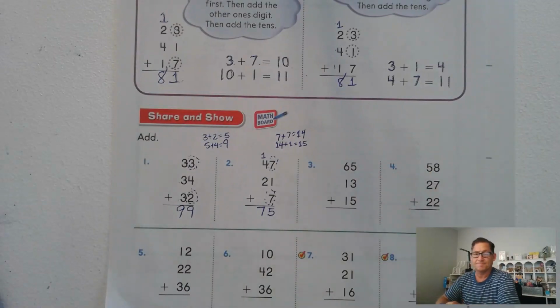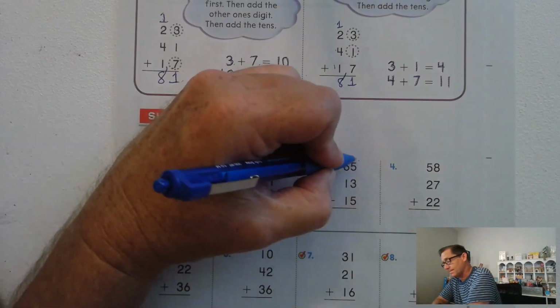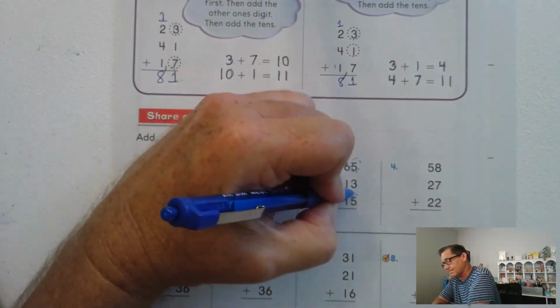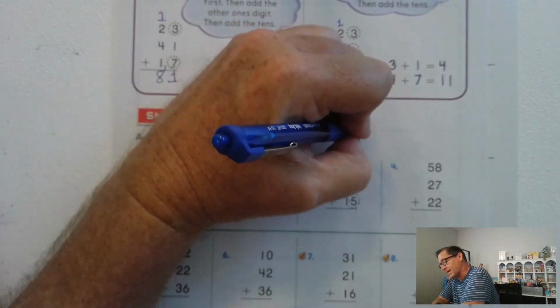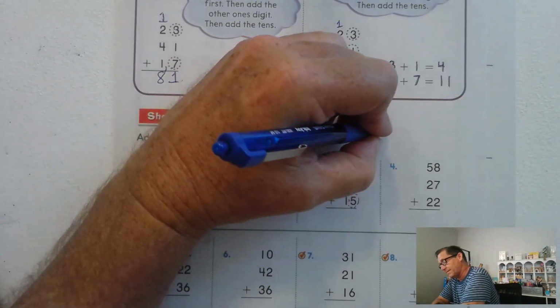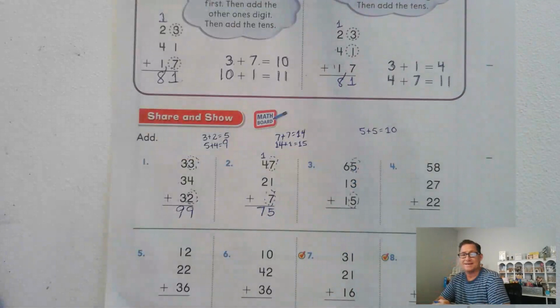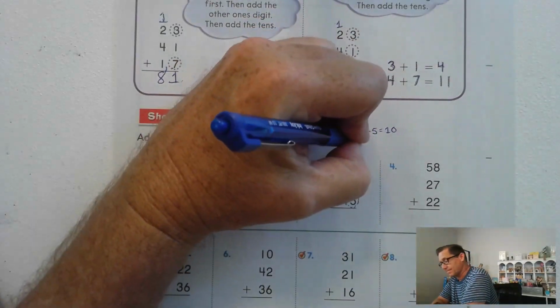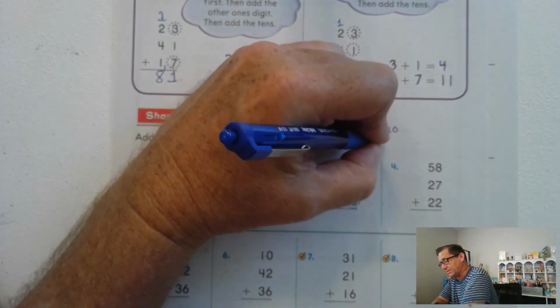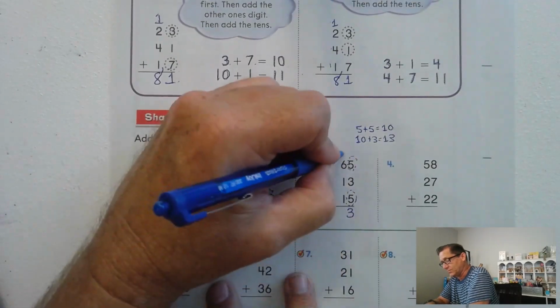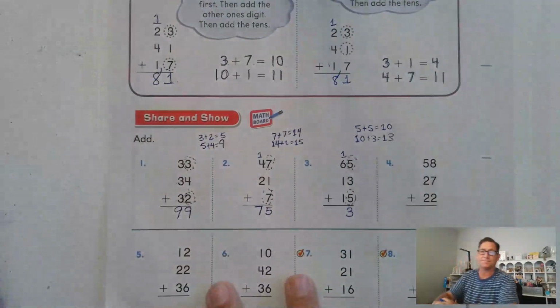Okay, number 3. Do you see that we can make a 10 out of those 3 addends? 5 plus 5 is 10. And 10 plus 3 is 13. Regroup that as 1 ten and 3 ones.